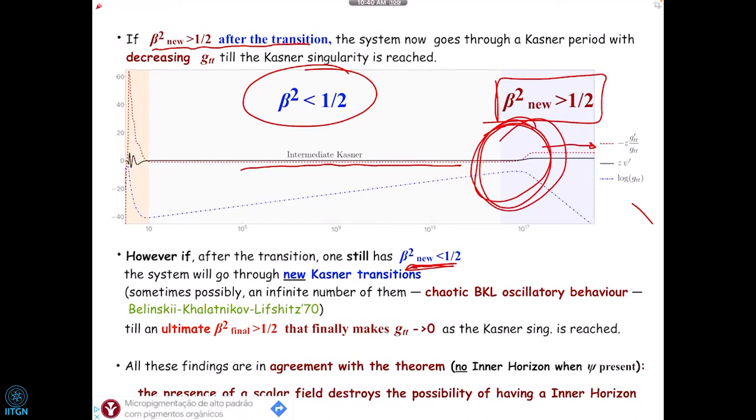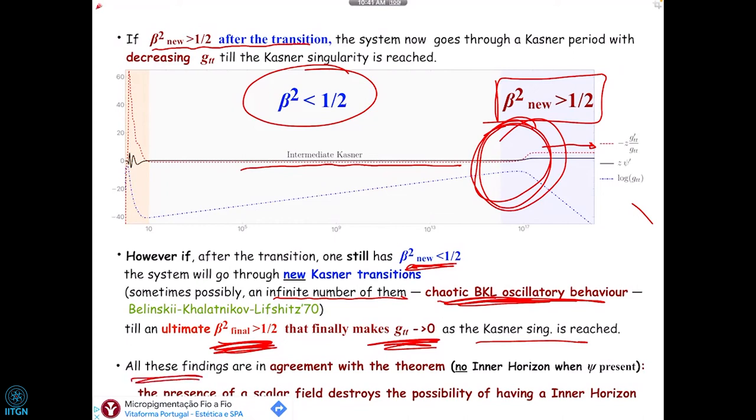And this means that I will have a second transition, or a third, or a fourth. Sometimes I might even have an infinite number of them, in which case I have a chaotic BKL oscillatory behavior, because I keep having endless transitions, until finally we reach a final beta square bigger than one half that makes GTT go to zero as the Kasner singularity is reached. All these findings are in agreement with the theorem that I proved originally.